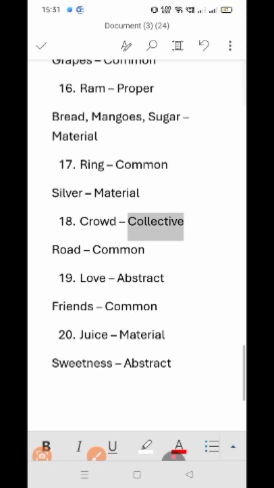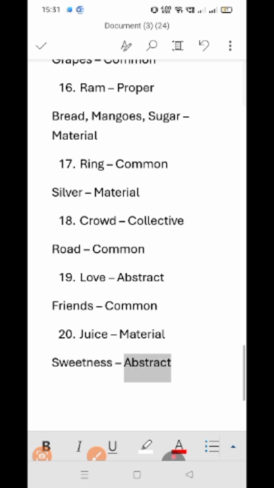Crowd, collective. Road, common. Love, abstract. Friends, common. Juice, material. Sweetness, abstract.